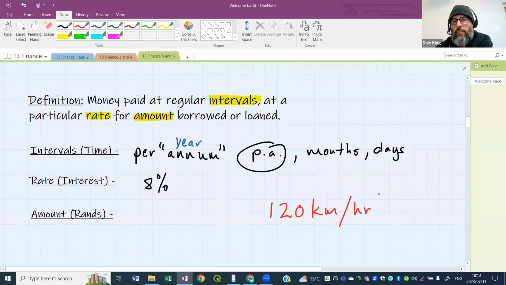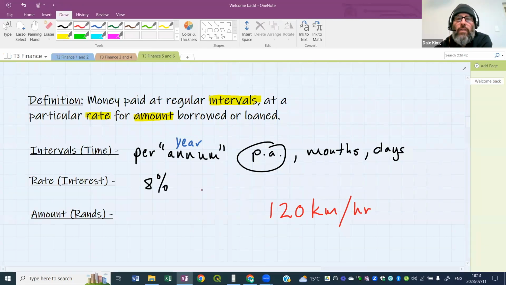Here is a speed. This is the speed limit that you can drive on a highway, right? 120 kilometers per hour. This is actually called a rate of speed. Okay, this is called a rate of speed. And there's something about these units here which make it a rate. All right, a rate of speed.